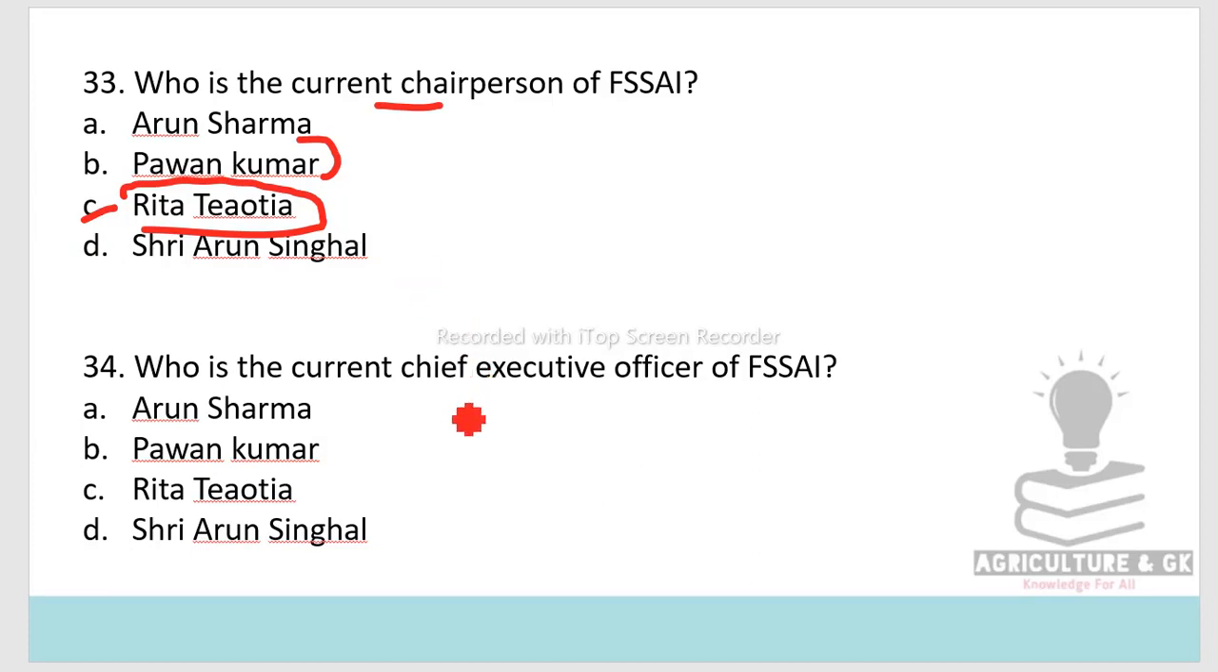Now moving next. Who is the current Chief Executive Officer of FSSAI? So who is the current CEO of FSSAI? Sorry, Pawan Kumar was the former CEO, not chairperson. So former CEO was Pawan Kumar, who is current CEO? So current Chief Executive Officer of FSSAI is Shri Arun Singhal. Our answer will be option D. Shri Arun Singhal is the current Chief Executive Officer of FSSAI.